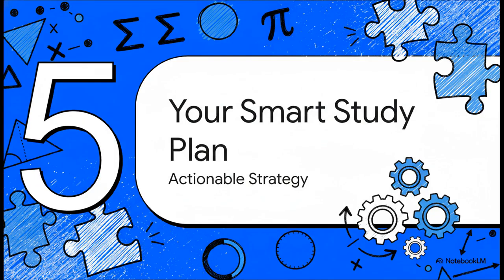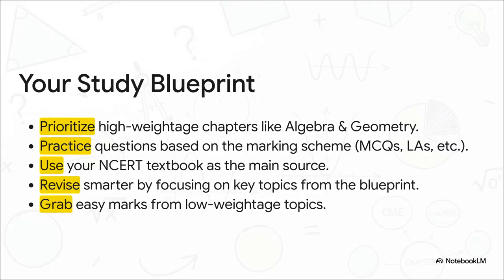Okay, so we've cracked the code. We've seen all the individual pieces of the puzzle. Now let's put it all together. Let's build a smart, actionable study plan that you can start using right now. So here it is, your blueprint for success. Number 1, go after the heavy hitters first. That means algebra and geometry. Number 2, practice questions in the exact format you'll see them in the exam. Don't just solve problems, solve MCQs, solve case studies.